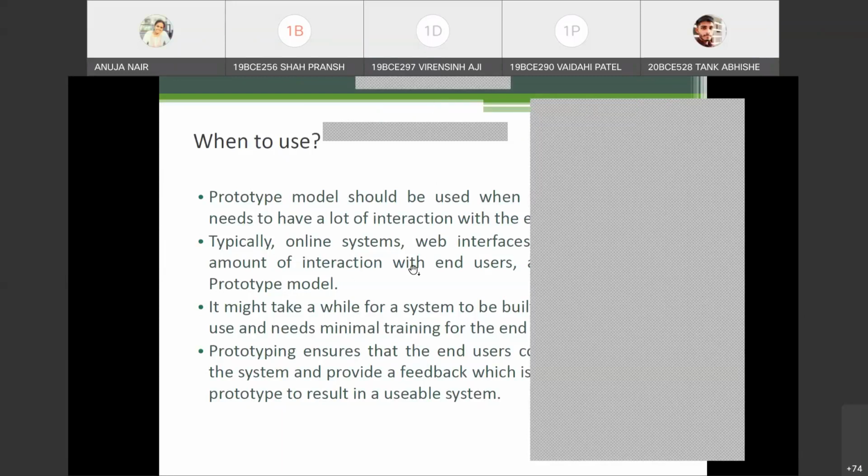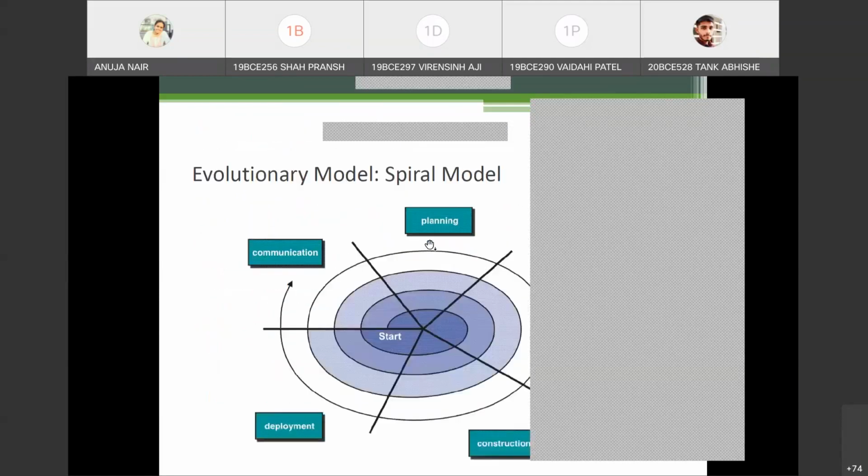Okay. Okay, great. So let's go further. Yes. So the next one is spiral model.